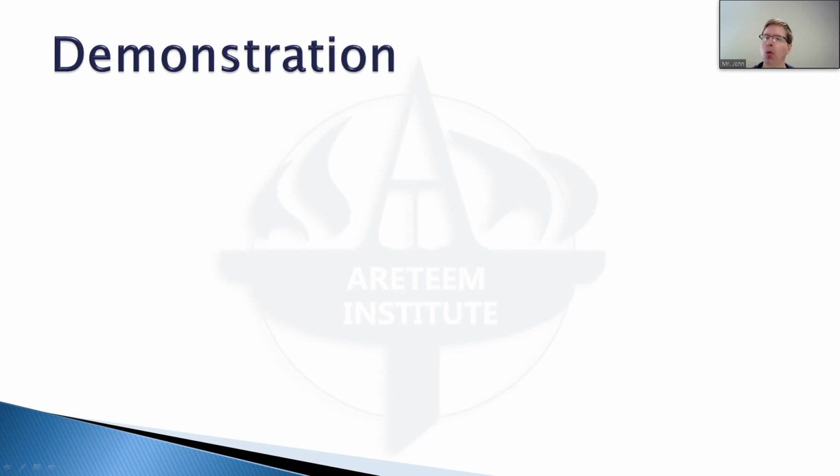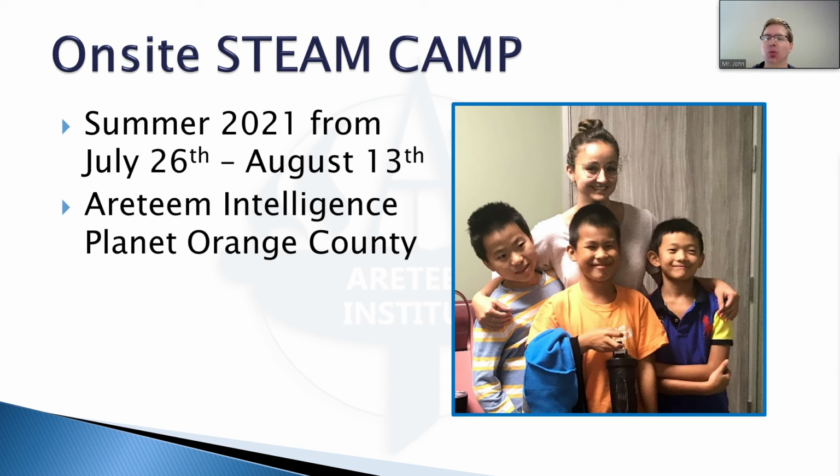So, a little bit more about the camp in general, right? This is a 3-week camp, last week of July, Monday through Friday each week, and the first 2 weeks in August. We are going to be doing this on site now that it's starting to be safe to do so again at Areteem Intelligence Planet in Orange County, right? It's a great way for students to get together, have fun, be creative, things like that. So if you're interested, have your student or child invite a friend, right? They can come learn together and have a lot of fun along the way.